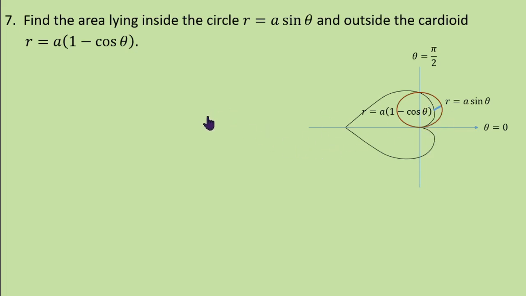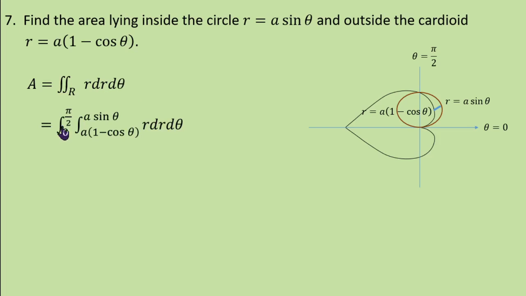And hence, the required area is double integral r dr d theta. Theta varies from 0 to pi by 2. R varies from a into 1 minus cos theta to a into sin theta. R dr d theta. Integral of r is r square by 2. Limit is a into 1 minus cos theta to a into sin theta. Upper limit is a sin theta means a square sin square theta. Take 1 by 2 outside. Lower limit is a square into 1 minus cos theta whole square. Take a square also outside.